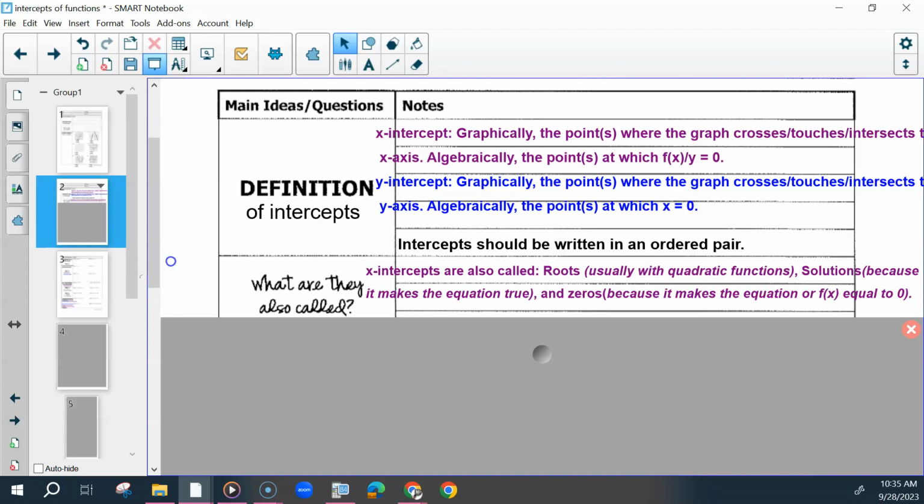So for our intercepts, we have x-intercepts, we have y-intercepts. Our x-intercepts, the graphic definition, is the points that cross or touch the x-axis.